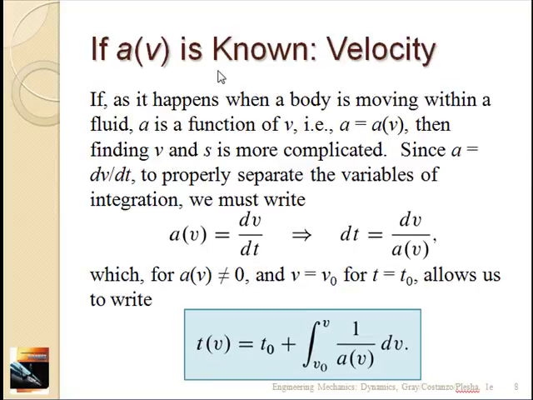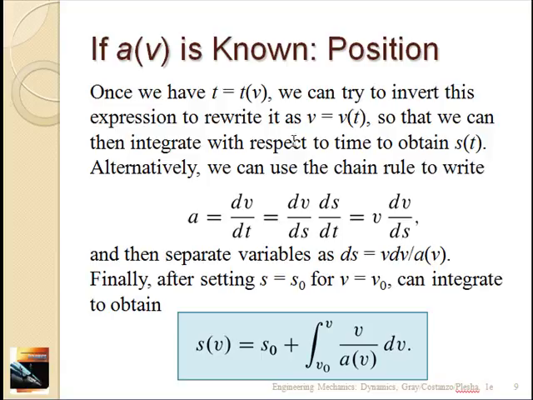We worked out the velocity knowing a of v, right? So t is the integral from v naught to v of 1 over a of v dv. That will relate velocity and time. If we want to know the position, then once we have t as a function of velocity, we can try to invert it and solve for v as a function of time. That may or may not be doable. It depends on how complicated a of v is, and therefore how complicated v of t will be. So we may or may not be able to solve that for v as a function of time, because what we have is time as a function of v.